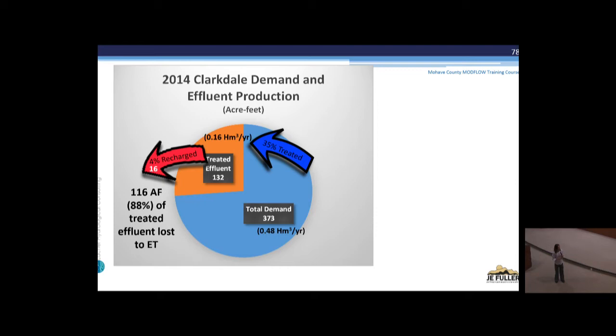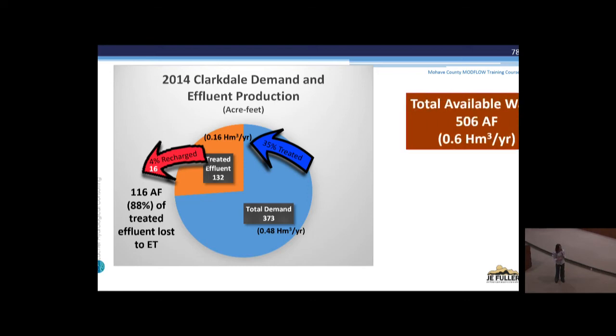And to me, I look at this and see this as total available water. They have the water they pump out of the ground, and then they have the water that they don't evaporate before it gets to the treatment plant. So somehow these two together are really their water budget. They could do something with this water besides evaporate it. So they have about 506 acre-feet per year to work with.